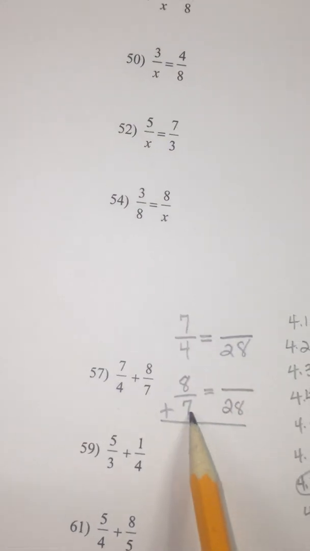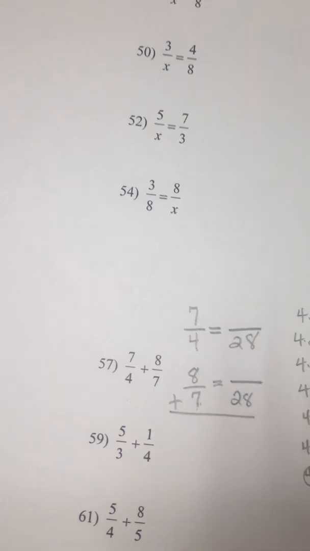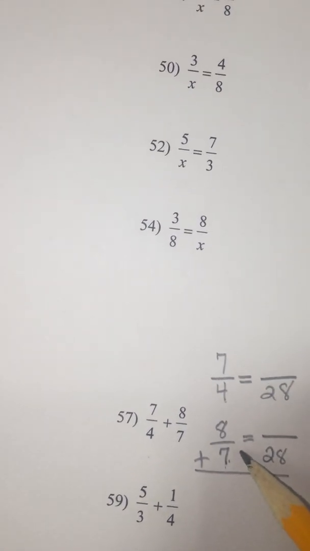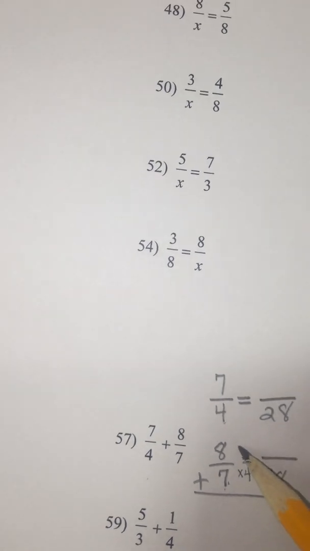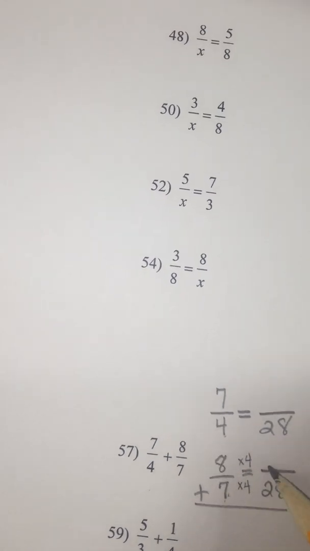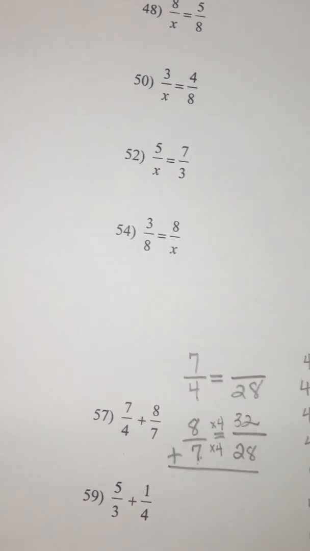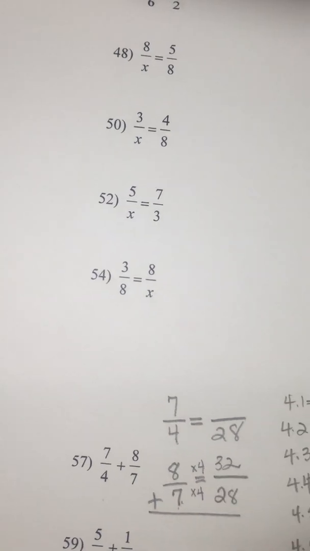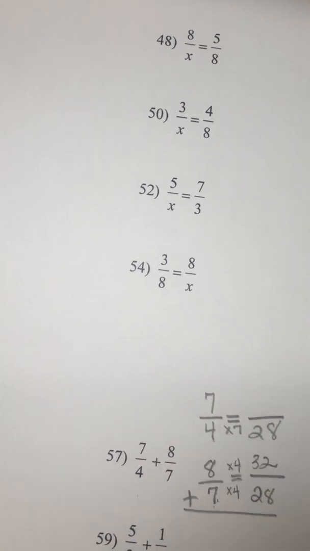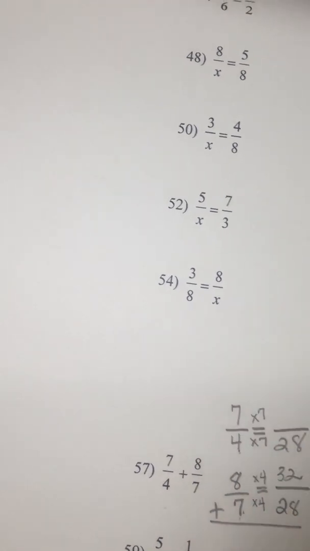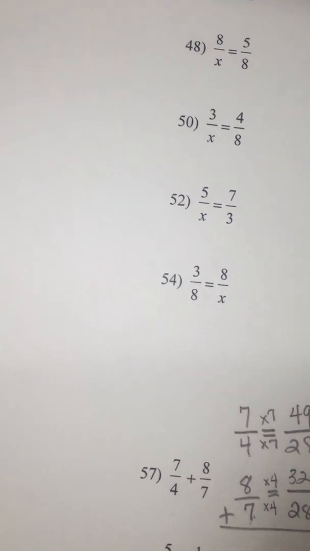Next, I want you to think about the 7 and the 28. 7 times what will give you 28? Or 7 goes into 28 how many times? Times 4. You take that same number, times 4, and multiply straight across. 8 times 4 is 32. 4 times what will give you 28? Or 4 goes into 28 how many times? 7. Take that same times 7 to the very top, your numerator. 7 times 7 is 49.